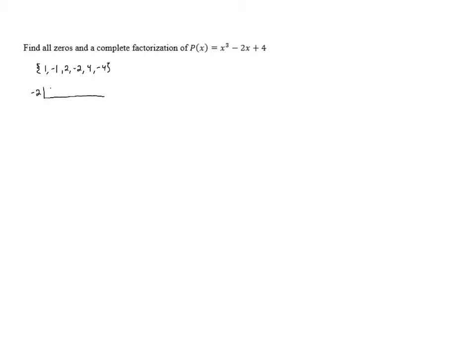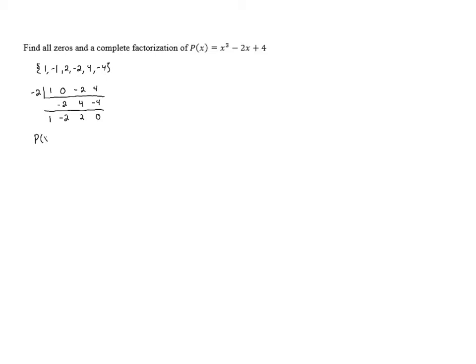So let's demonstrate that negative 2 is a 0. So we put in the coefficients of the polynomial 1, 0, because there is no x squared term, negative 2 and 4, and let's go through the synthetic division process. 1 times negative 2 is negative 2. We add and get negative 2. Multiply that by negative 2 gives us 4. We add and we get 2. Multiplying by negative 2 gives us negative 4. We add and we get 0.